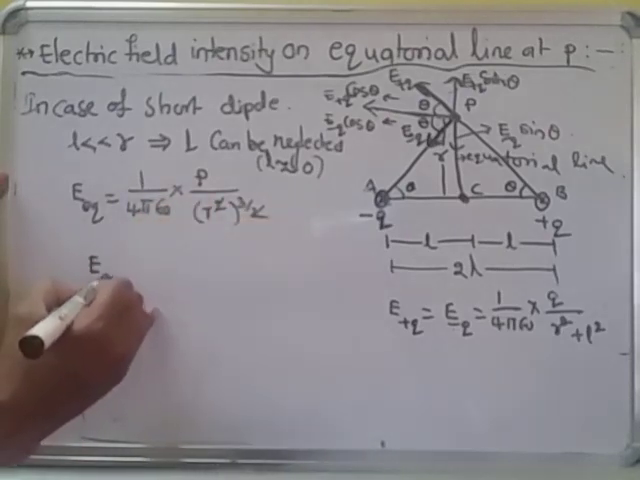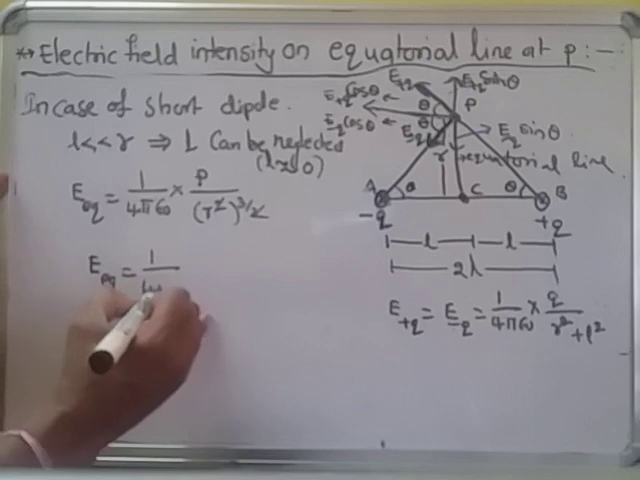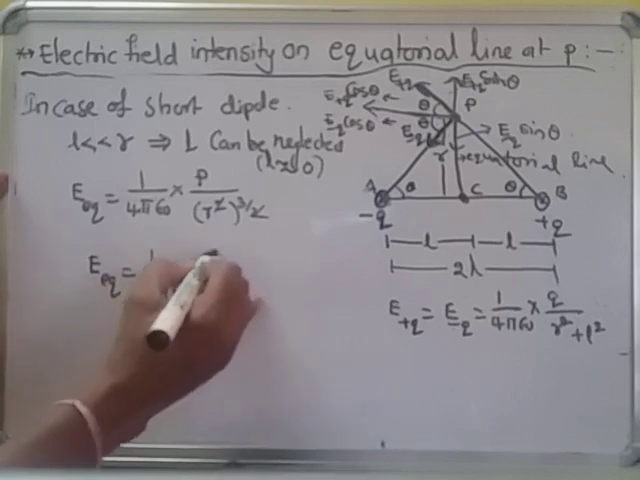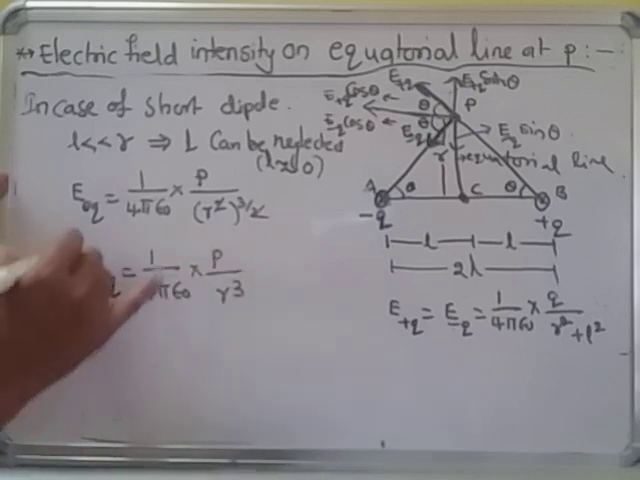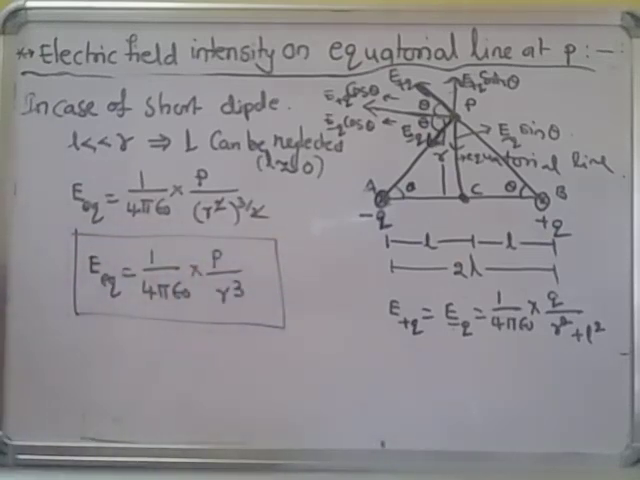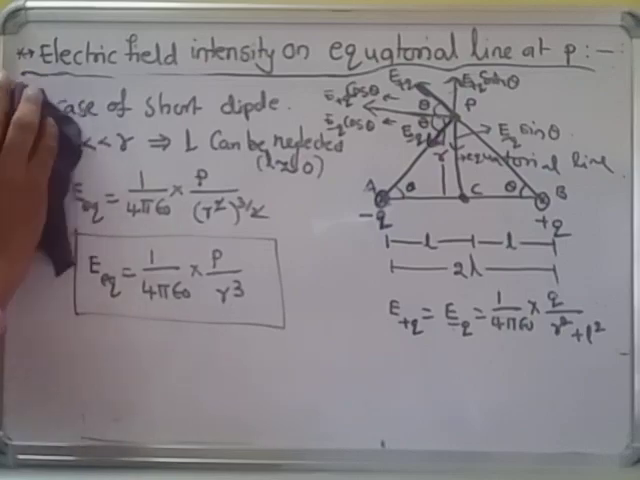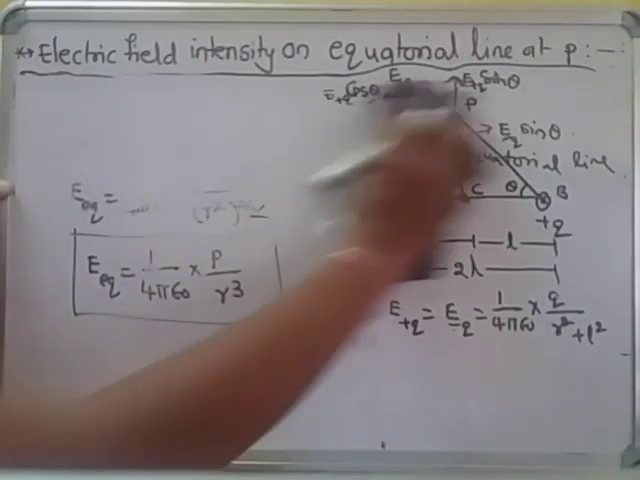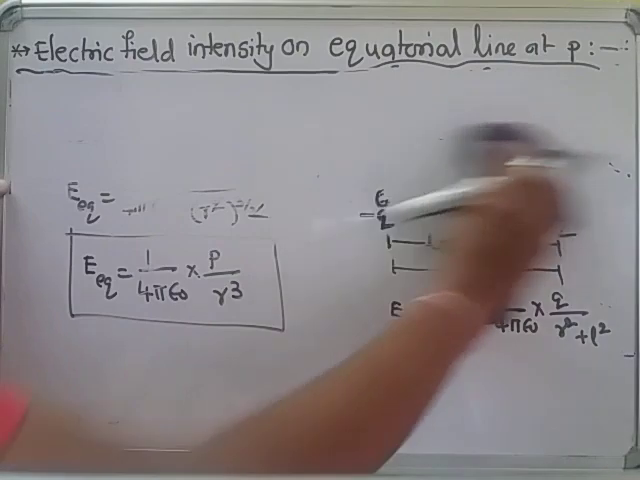Finally we will get the electric field intensity on the equatorial line as 1 by 4 pi epsilon naught into P by R cubed. This is only for a short dipole. Short dipole means whose length is very much less compared to the distance of the point where we are finding the electric field. And now finally, the direction we want: direction of E on the equatorial line.